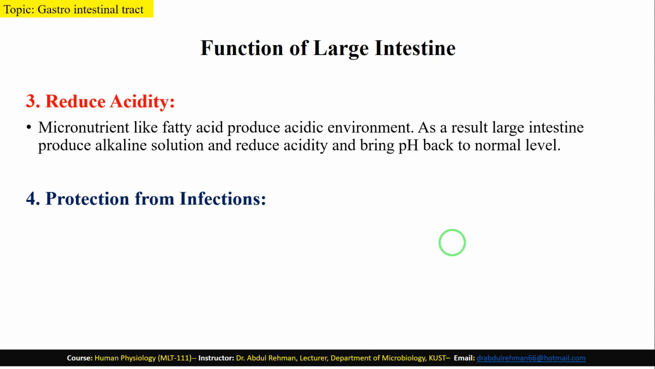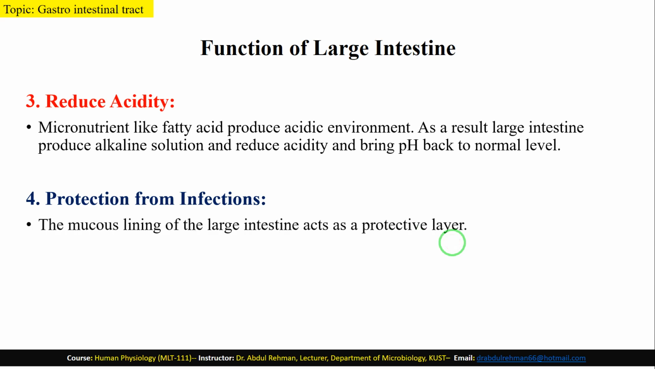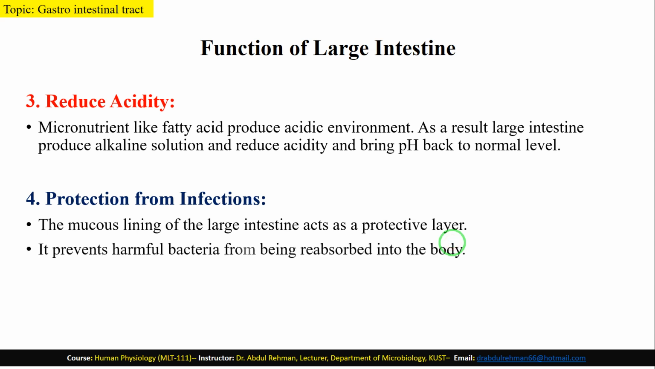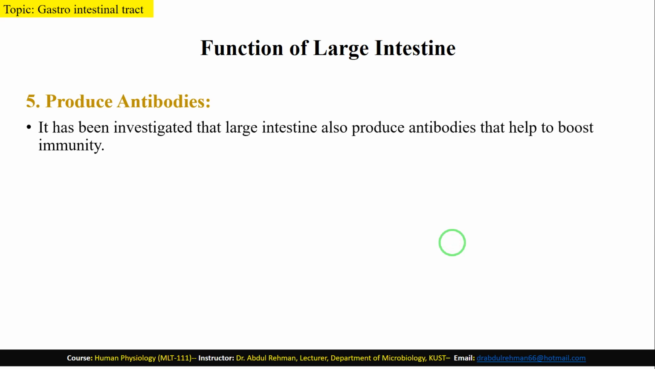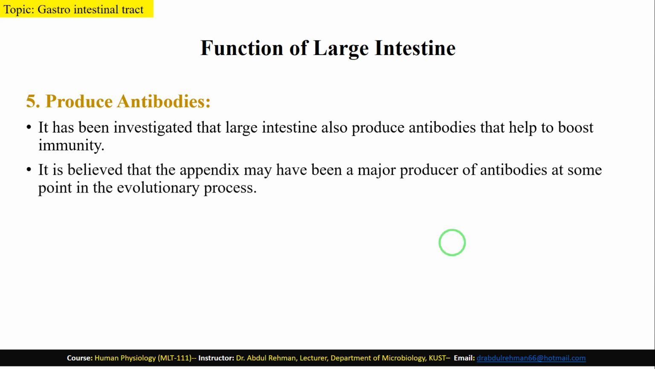It also facilitates the protection of the GI system from infections, because the mucus lining of the large intestine acts as a protective layer, and it prevents harmful bacteria from being reabsorbed into the body. While the most important function of the large intestine is that it also plays a role in the production of antibodies, because different investigators found that the large intestine produces antibodies to boost body immunity, and it is believed that the appendix may have a major role in antibody production.